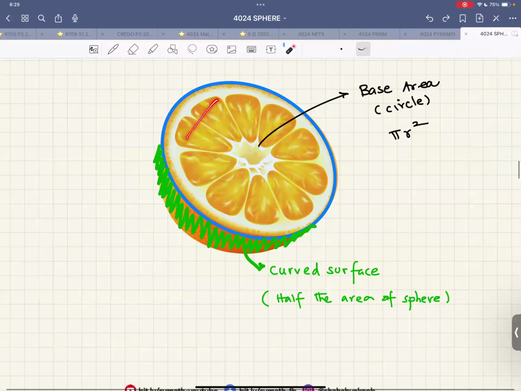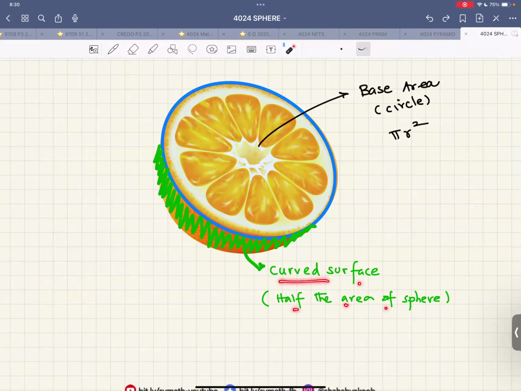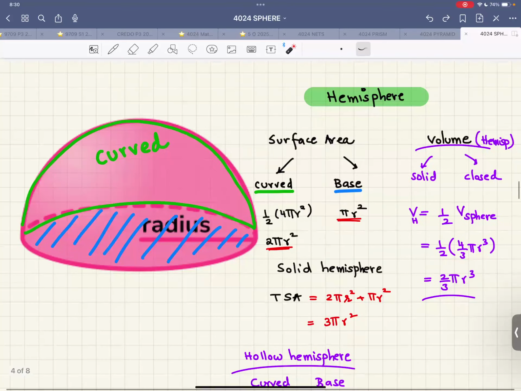Now, that is the base area. If I put it flat like this, that is the base area. And this is the curved surface area. The curved surface area is half the area of sphere. The base area is pi r square. Now, if it's the curve and the base, so the total surface area of a solid hemisphere is 3 pi r square. The volume is half the volume of a sphere. That's 2/3 pi r cube because it's half of 4/3.